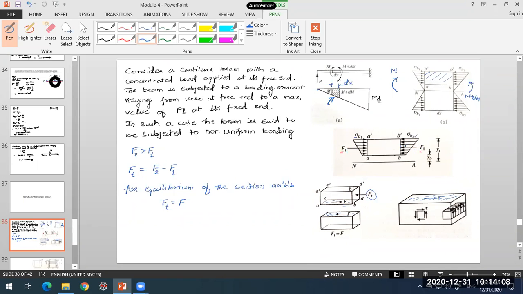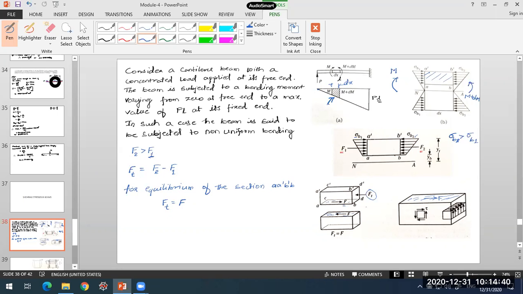Now, since sigma B2 is more than sigma B1 in magnitude or intensity, we get F2 greater than F1. So the force F2 on the right face of the beam section is more than F1, the force on the left face of the section. Now, what is the net force? If you find the difference between these two, that will tell you the net force acting on this section. Let us call that net force Ft.